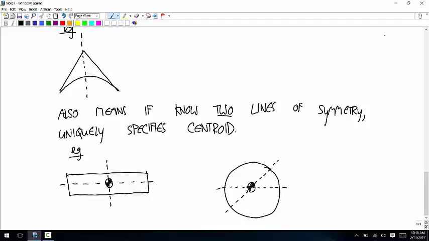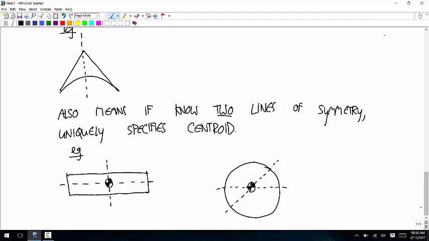And so we're going to be dealing with mostly simple shapes, a lot of rectangles. And so what this says is you never have to calculate the centroid location of a rectangle. It's just right in the middle along one axis and right in the middle along the other axis.